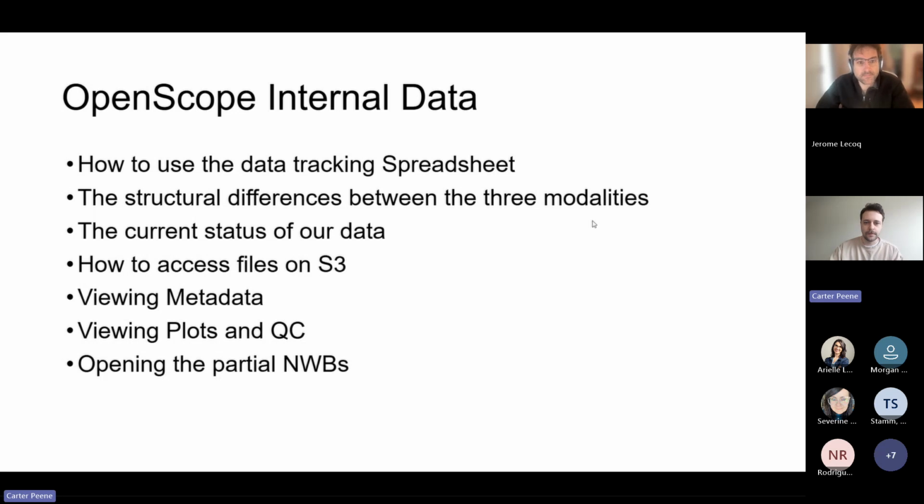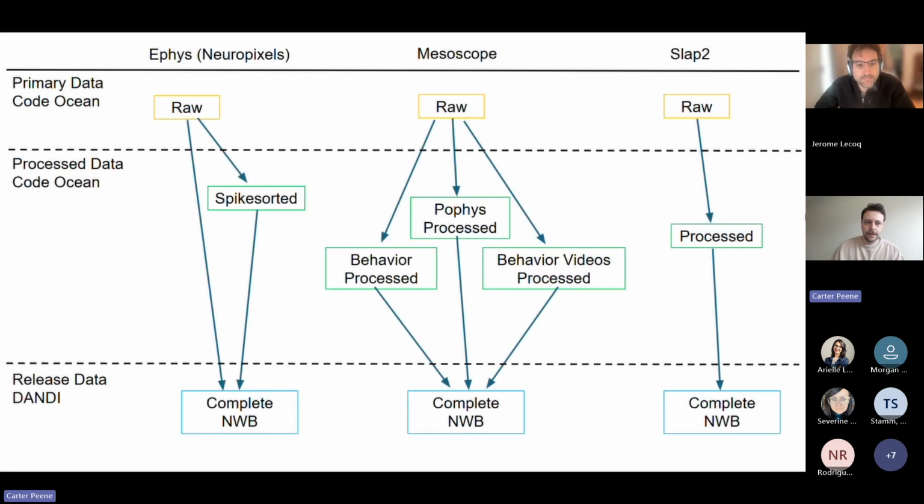So this is how our processing is structured for the three modalities. We have NeuroPixels, Mesoscope, and SLAP2. Each of these starts as a raw asset when we upload it to CodeOcean, which is where we do all of our internal processing. They have some similarities, but they can be rather different across the three modalities.